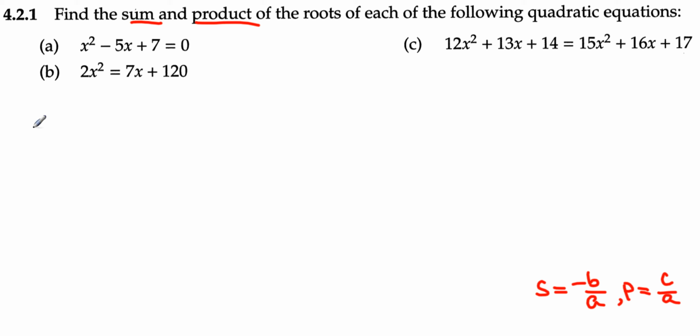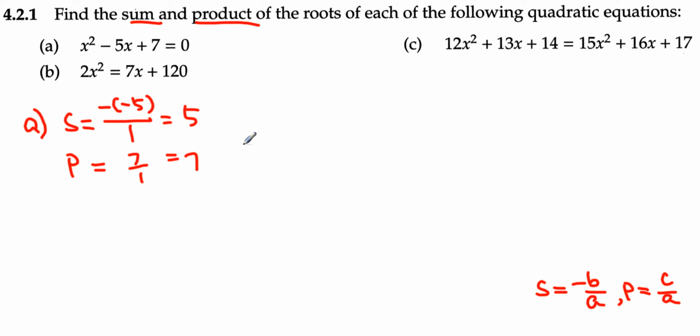Now, for a, we get to see the sum has to be negative b over a, which is equal to negative negative 5 over 1. So we know that this simplifies into 5. How about the product? Product is c over a, so we get 7 over 1, which is equal to 7. So we got that. It's not that bad in this case.